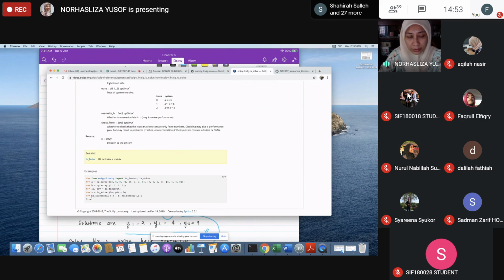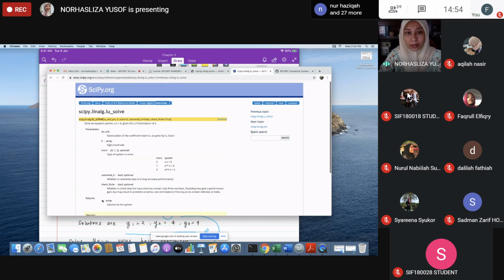NumPy allclose of A times x minus B, numpy zeros. This will check your solution. If it's correct, it will give True. If you have something else, it will give False. So this is how you can do it for the linear equation. Quite straightforward.